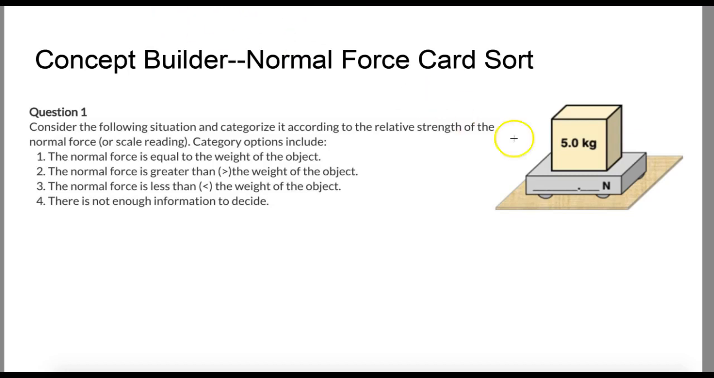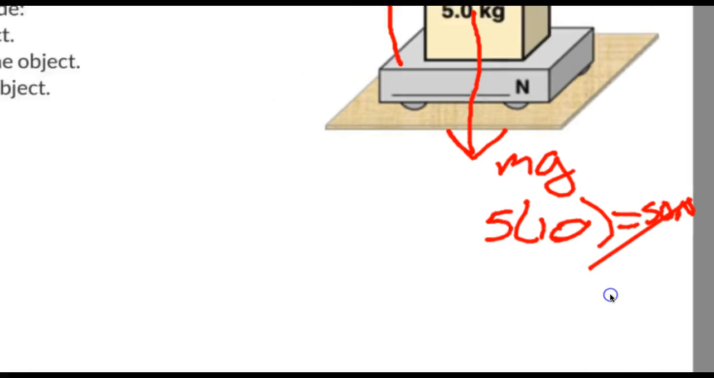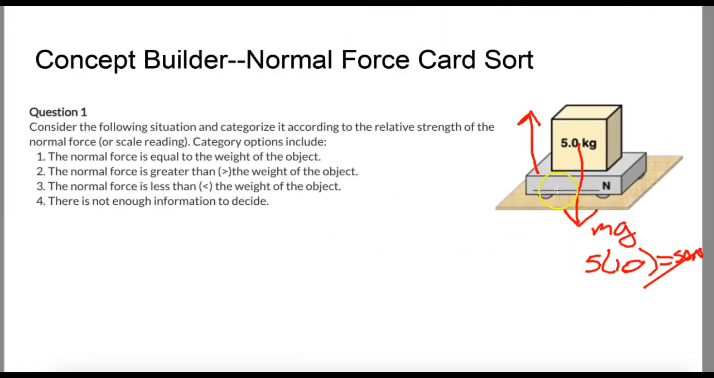So I think the big key here is you know that this should read whatever the force is pointing up, and then whatever is going down should always just be m times g. So m times g is going to be 5 times 10, so I know that's equal to 50 newtons. I'm going to zoom back out here. So that is equal to 50 newtons.